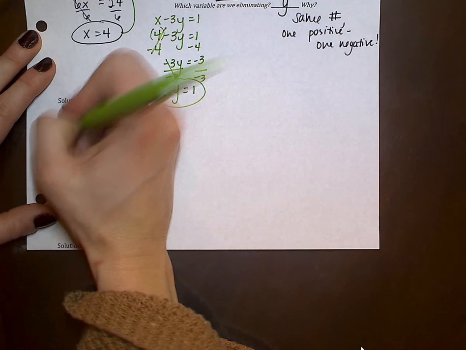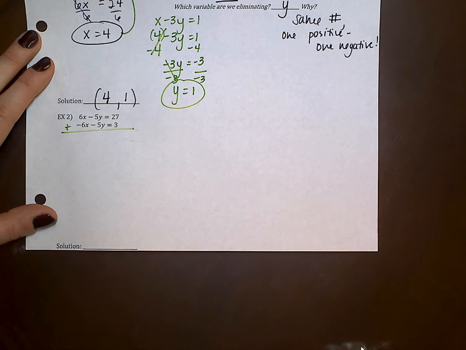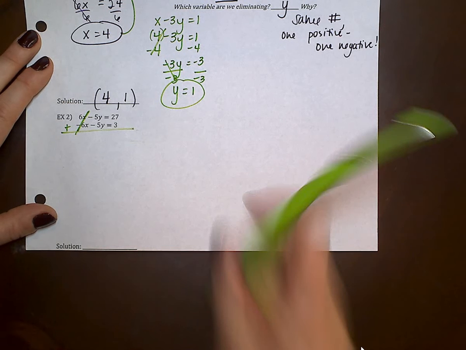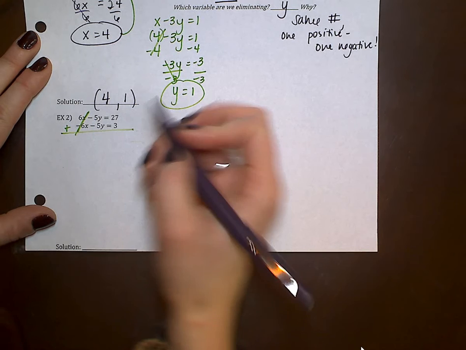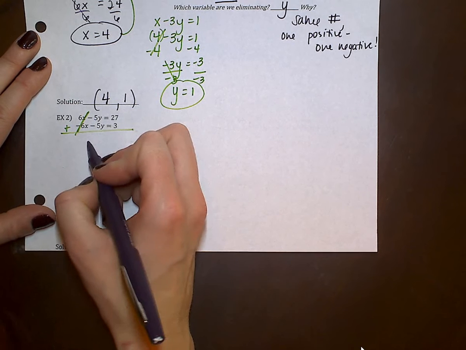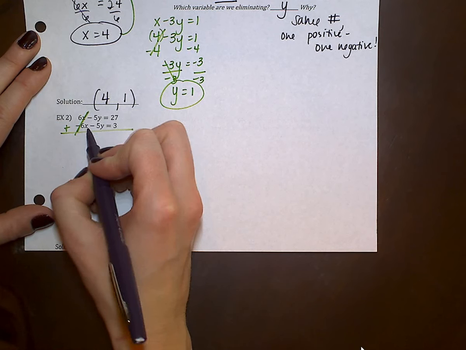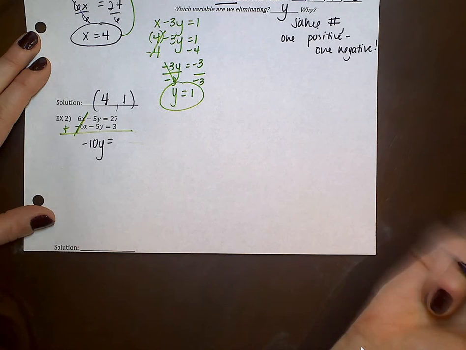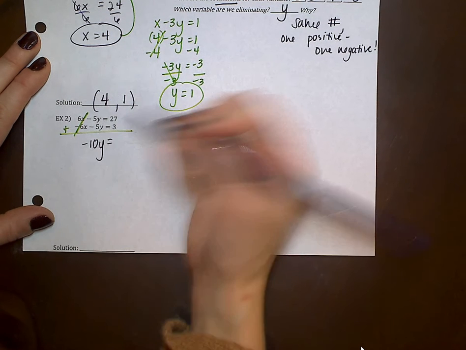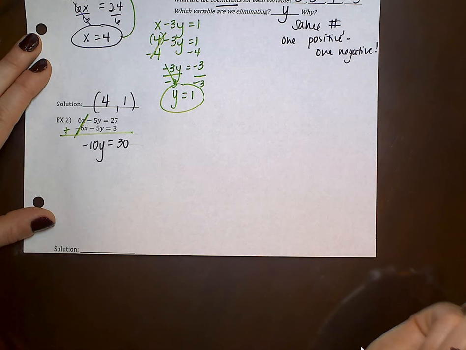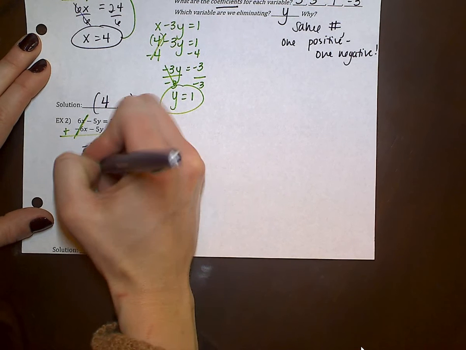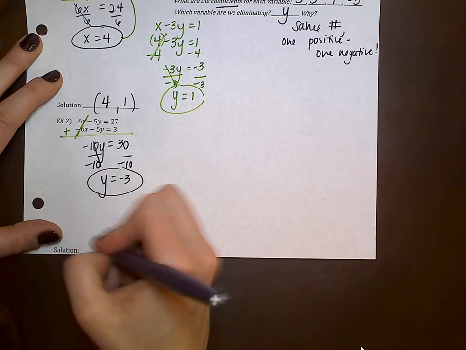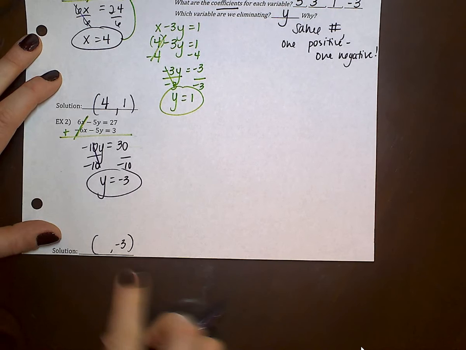So that means I'm ready to just go ahead and add the equations together because 6 plus negative 6 is 0. So the x's eliminate. Be careful with your signs here. These are both negative 5s, so I have to do negative 5 plus negative 5, which is negative 10y. And then 27 plus 3 is 30. Now I just solve this one-step equation for y, and I get negative 3.